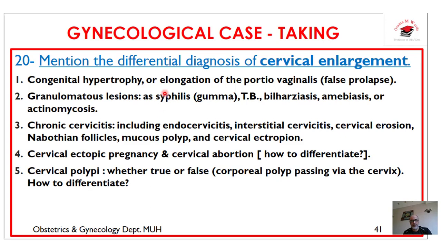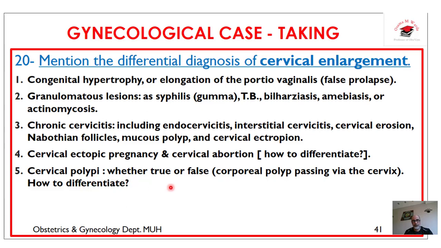How to differentiate between those? By observing the internal os. If it is closed, it is cervical ectopic pregnancy. If it is opened, it is cervical abortion, a subtype of inevitable abortion.